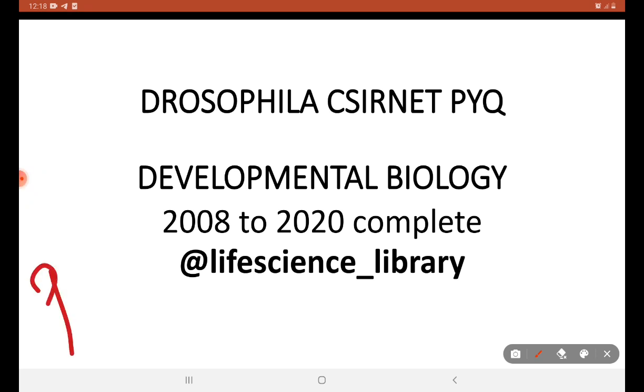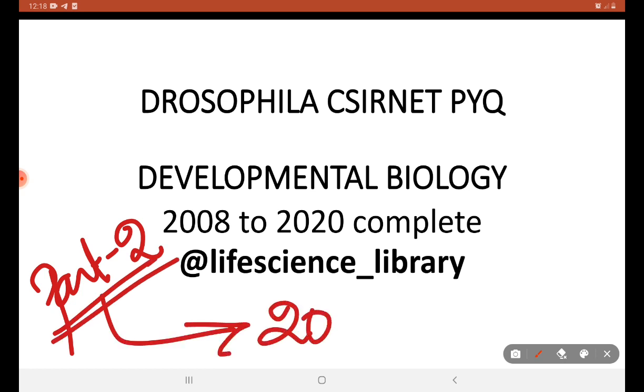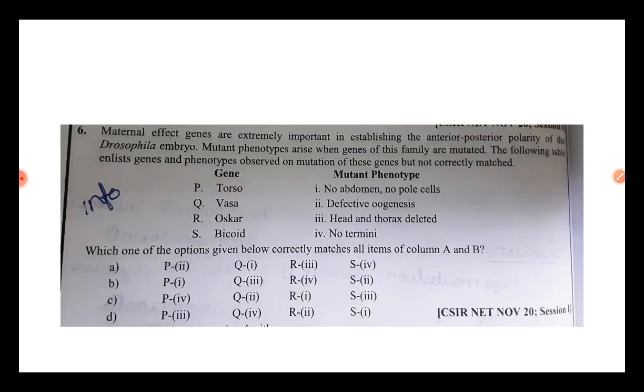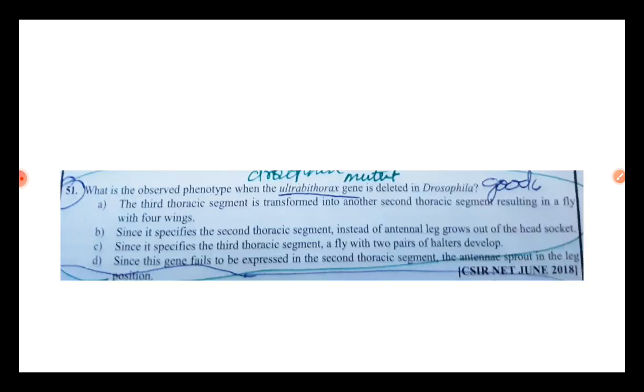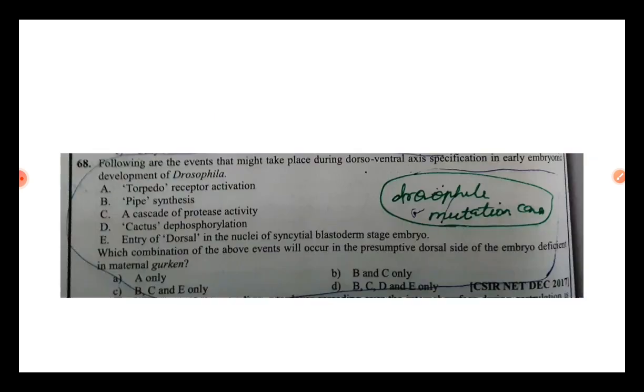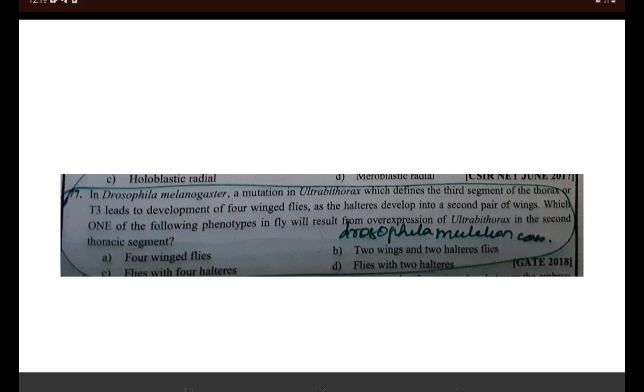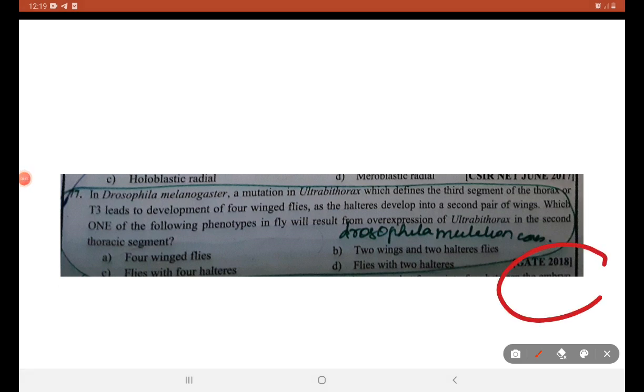Now we are going to see part 2: Drosophila CSIR NET previous year questions from 2008 to 2017. It will be useful for CSIR NET, GATE and Life Science candidates. So far we have seen all these questions in our previous lecture, till 2017. Till this question we have seen yesterday. Today we are going to see another question from GATE 2018, Life Science.